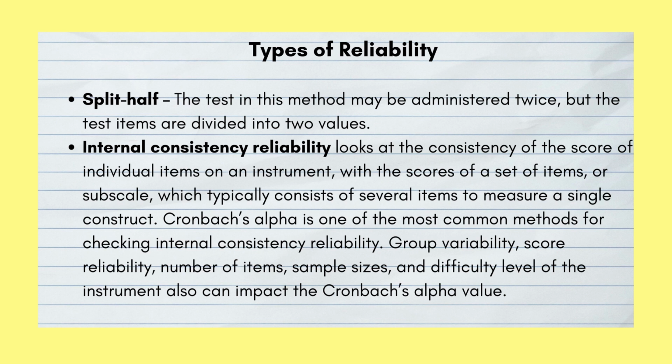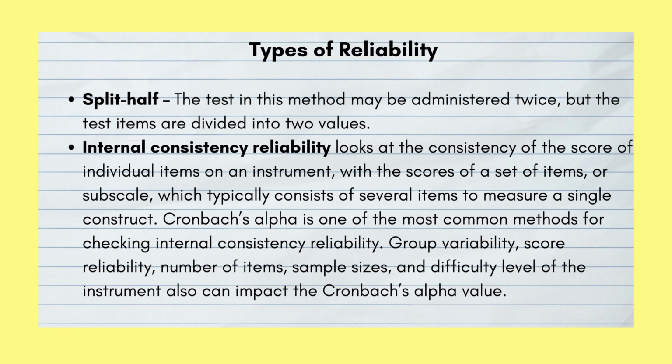Last one, internal consistency reliability. It looks at the consistency of the score of individual items on an instrument with the scores of a set of items or subscale, which typically consists of several items to measure a single construct. Cronbach's alpha is one of the most common methods for checking internal consistency reliability. Group variability, score reliability, number of items, sample sizes, and difficulty level of the instrument also can impact the Cronbach's alpha value.